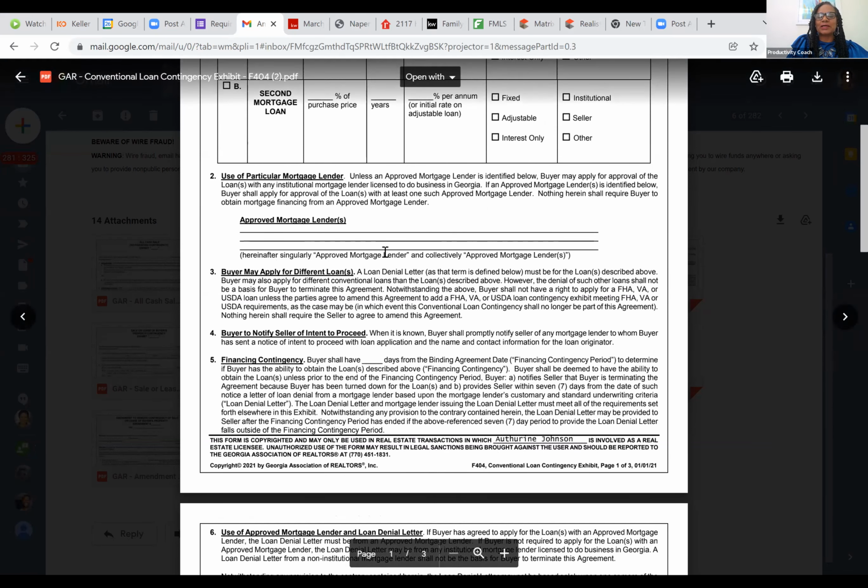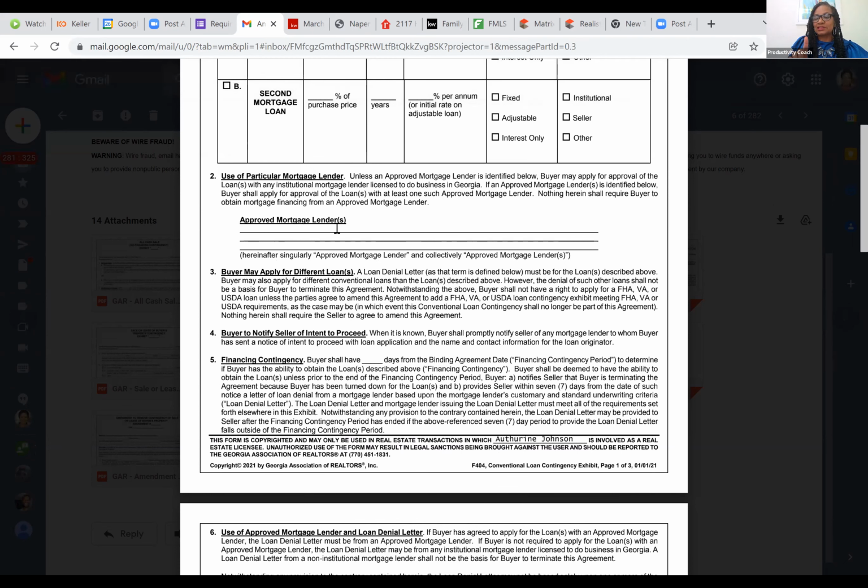Use of particular mortgage lender. This is just my practice. I am in no way saying you have to do this. I'm going to read this to you and then tell you how I handle this part because it makes sense to me. So unless an approved mortgage lender is identified below, the buyer may apply for approval of a loan with any institutional mortgage lender licensed to do business in Georgia. If an approved mortgage lender is identified below, the buyer shall apply for the approval of that loan with at least one approved mortgage lender. Nothing herein shall require buyer to obtain mortgage financing from approved mortgage lender.